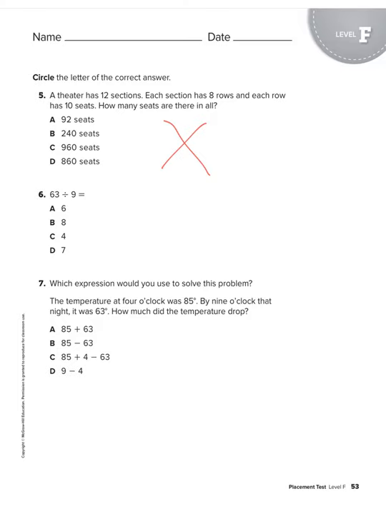Number 7 says, which expression would you use to solve this problem? The temperature at 4 o'clock was 85 degrees. By 9 o'clock that night, it was 63 degrees. How much did the temperature drop? So you're going to start with your 85 degrees, and then by 9 o'clock that night, it was 63 degrees.